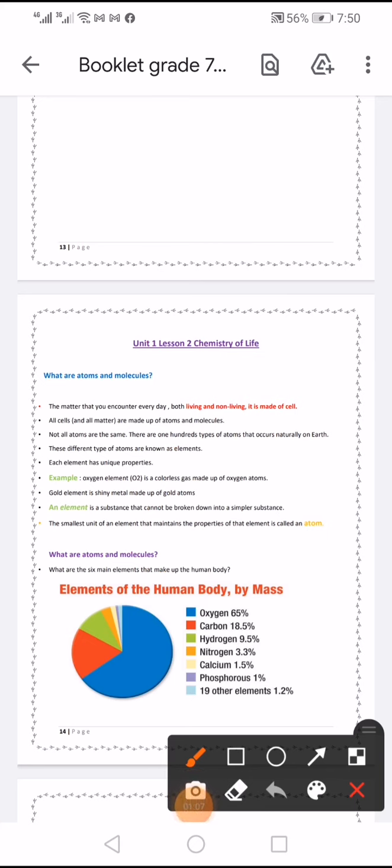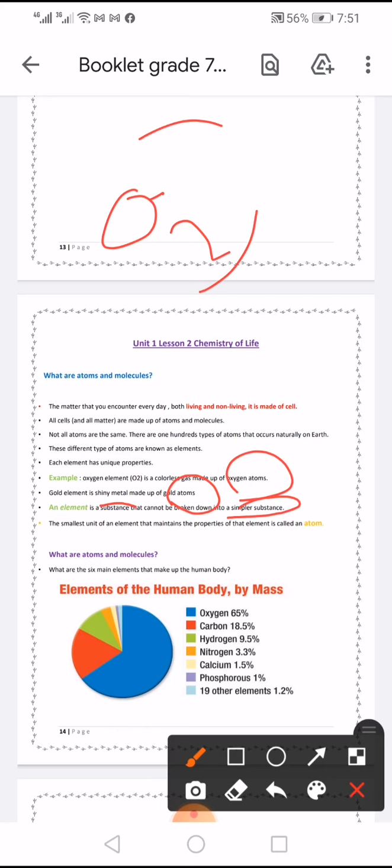For example, oxygen gas is a colorless gas made up of oxygen atoms. Gold element is a shiny metal made up of gold atoms. An element is a substance that cannot be broken down into simpler substances. Like oxygen, made up of only one type of atom, which is O, oxygen. So we cannot break this element or this substance. Another example, carbon, made up of only one type of atom, which is C, so we cannot break it.